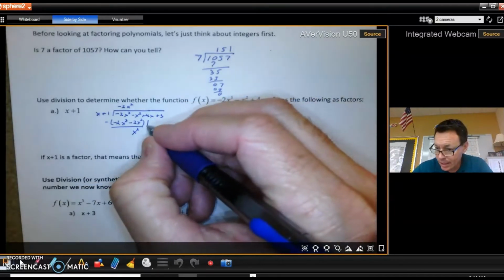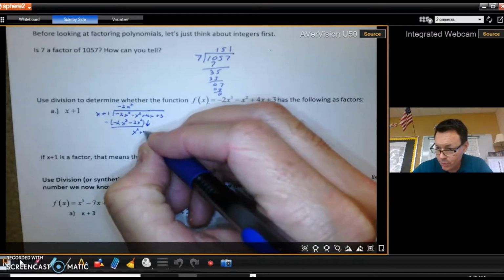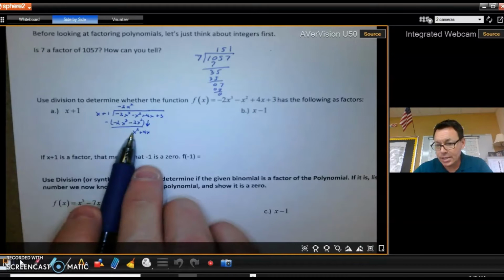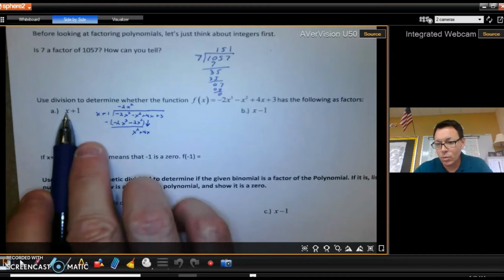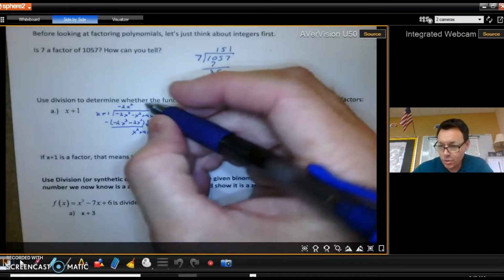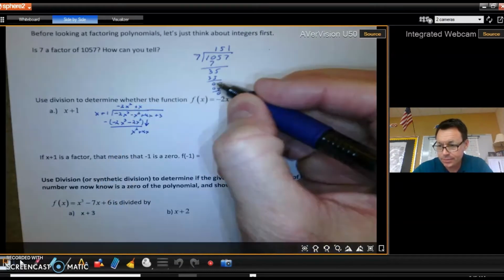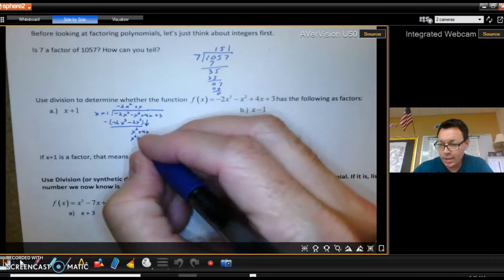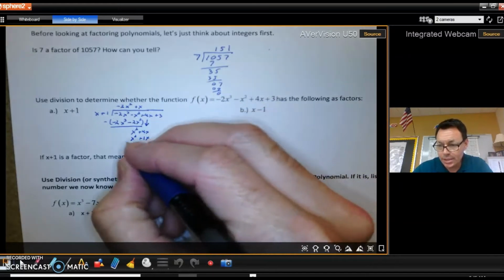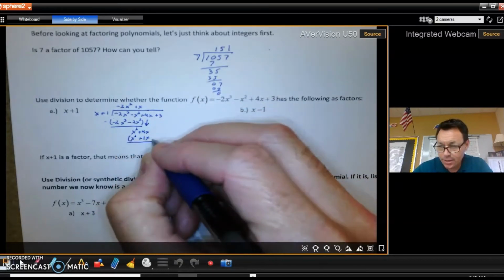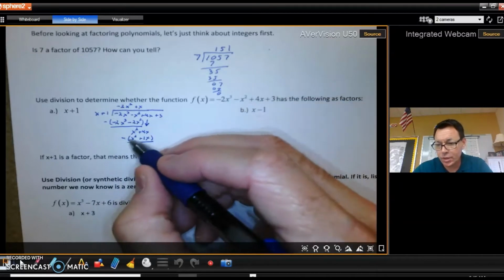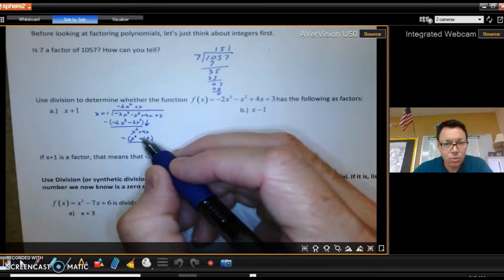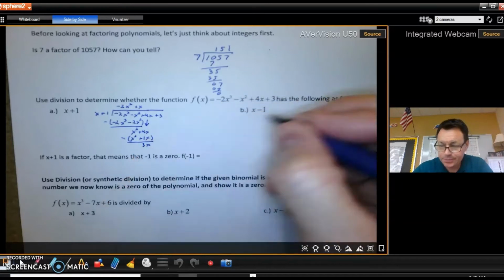Then what do we do? We bring down the next number, plus 4x. And then we say, okay, again, I'm going to look at the x and the x squared. What do I need to multiply x by to get x squared? Well, x. X times x is x squared. X times 1 is 1x. And then I'm going to subtract to see how close I got. X squared minus x squared is exact, but 4x minus 1x is going to be 3x.